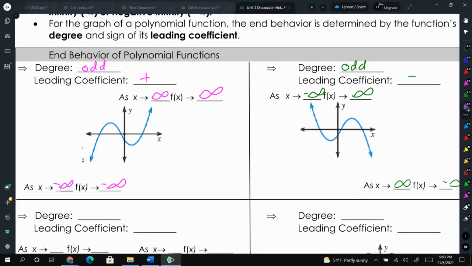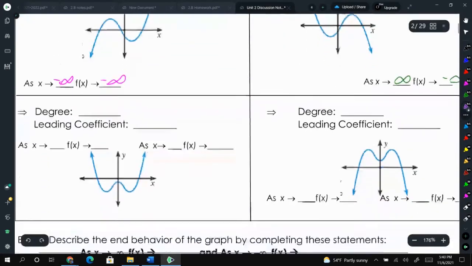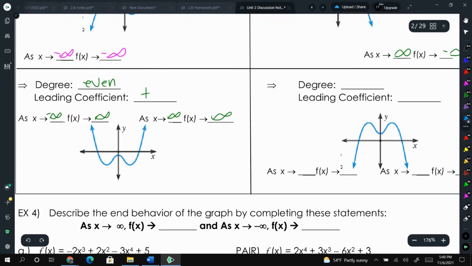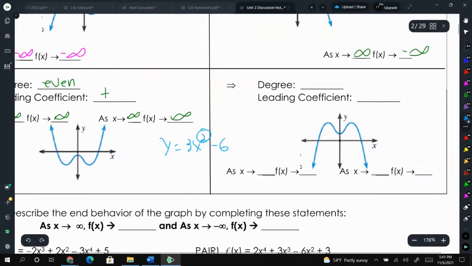Now, even degree functions, we did that with quadratics, and we saw that the ends go in the same direction. And that applies to all functions with an even degree. So if we have an even degree function with a positive leading coefficient, both sides are going to go up to positive infinity. Like when we did quadratics, y equals 3x squared minus 6, both ends would go up, and 2 is even, so that applies now to all even degree functions. If we have a degree that is even with a negative leading coefficient, then both sides are going downwards.